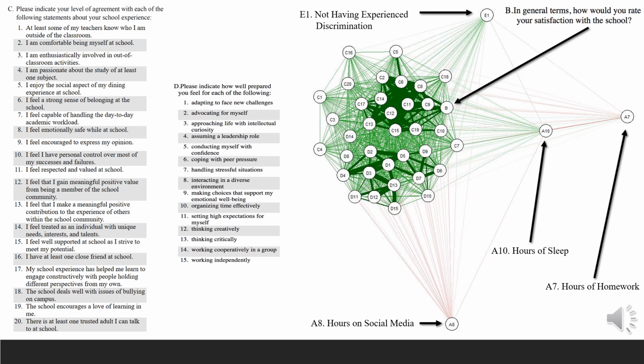You can also see the universally positive associations, green lines, with hours of sleep. Hours spent on homework consistently show negative correlation, red, to other measures, and time spent on social media for every single measure comes up negative.